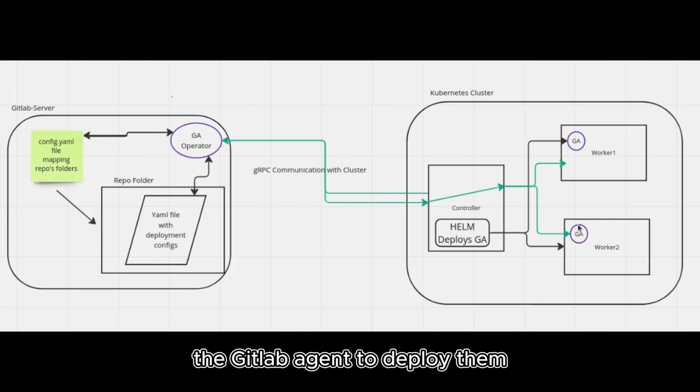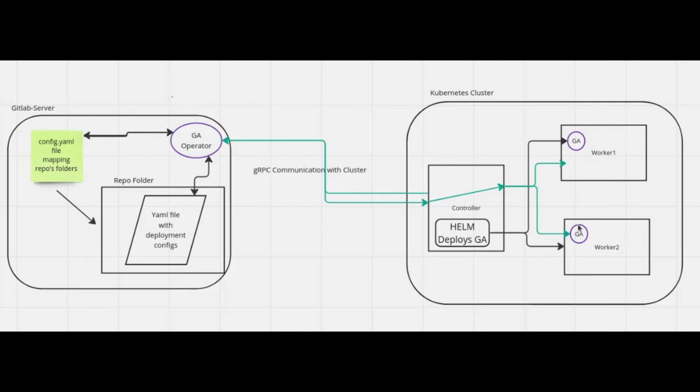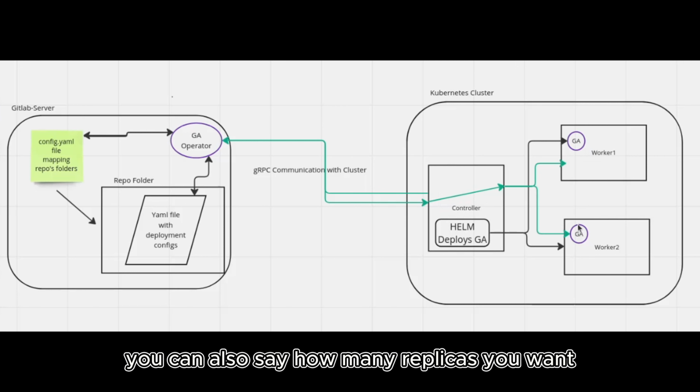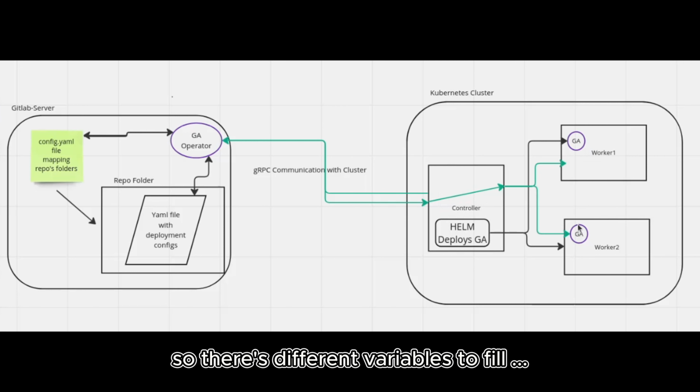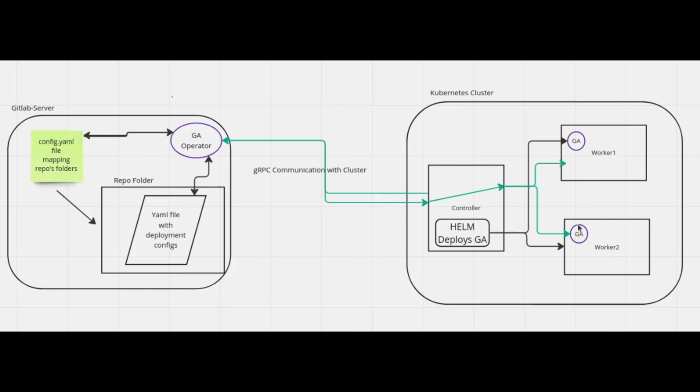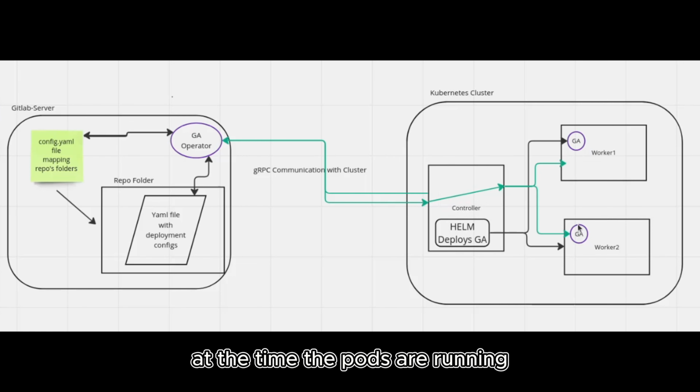To deploy the GitLab agent, you will be communicating, telling where the server is, so giving the IP address or the DNS of the server. You can also say how many replicas you want, so there are different variables to fill. After that, we're going to do your deployment and you're going to get your pods running. At the time the pods are running, they'll be listening to the GitLab server using this gRPC communication.